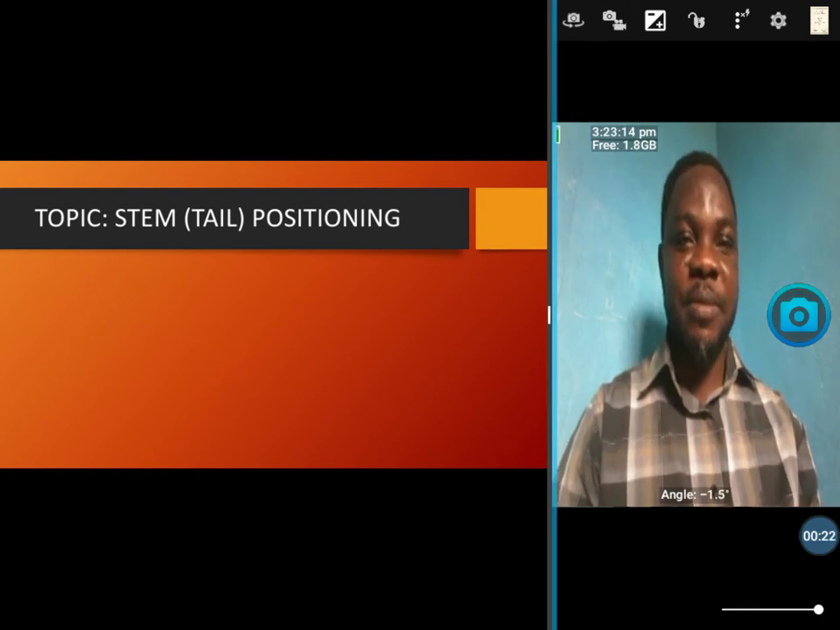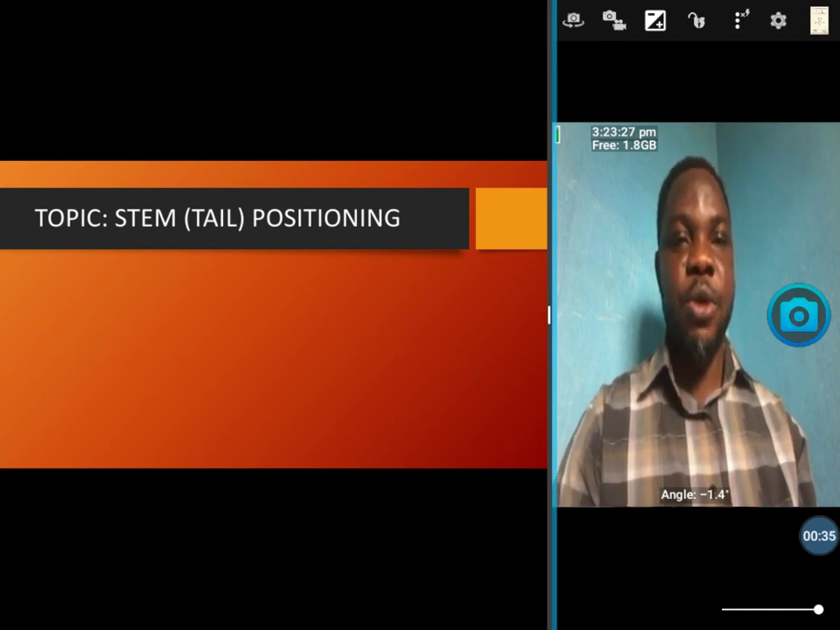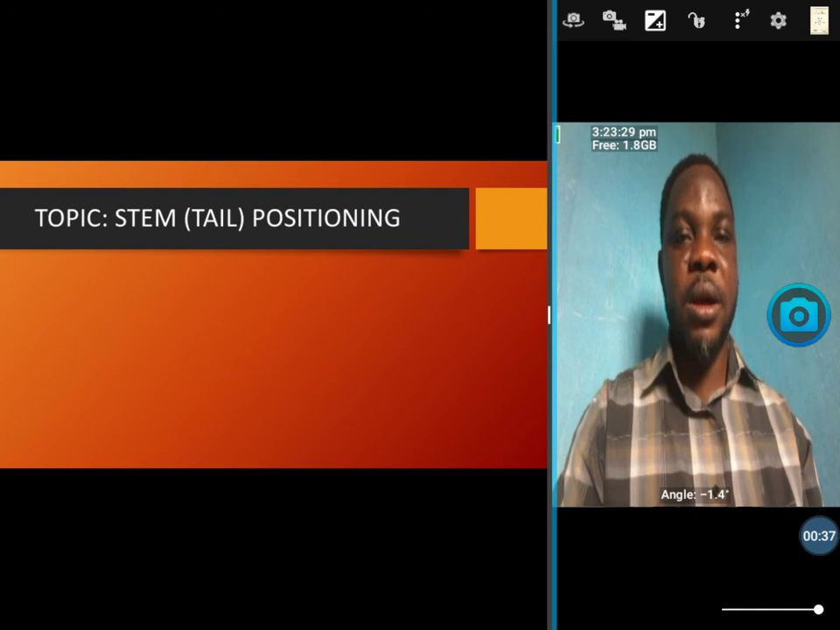What is our topic today? Stem positioning. You can also call it tail. How do we position the stem of a musical note? Now, before we go into that deeply, let us check our objectives for today.